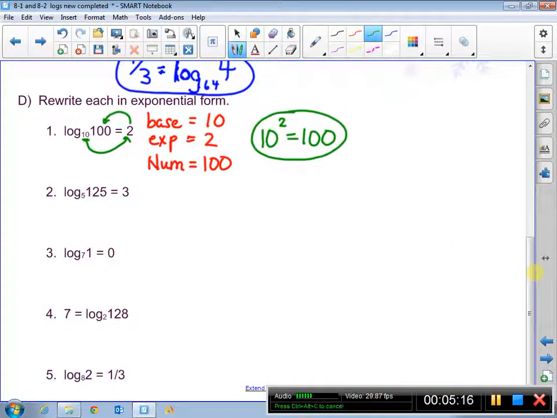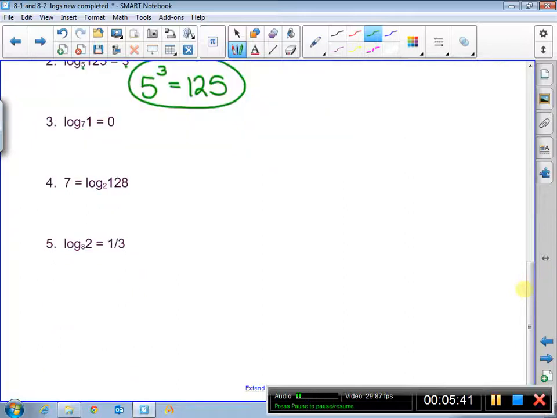Let's do number 2. The base is, if you said 5, you're correct. The exponent is, if you said 3, you're correct. And 5 to the third should equal our number, 125. Stop your video and try the next 3 on your own.